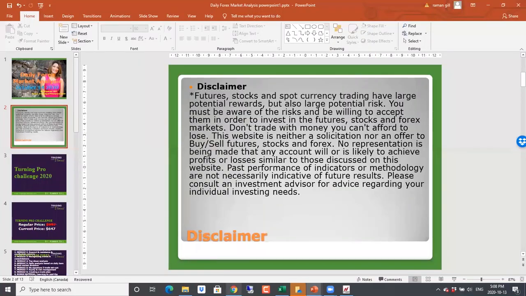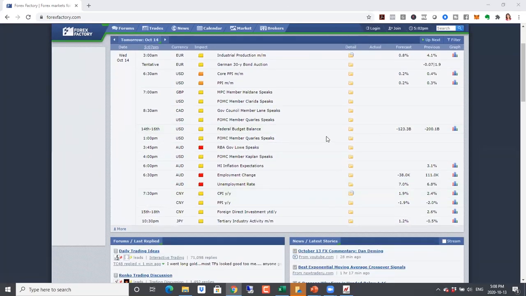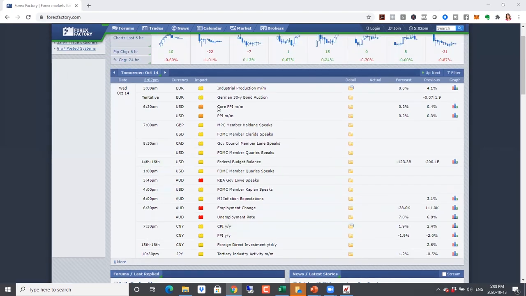As usual, we'll start off by taking a look at our calendar here. All right, so in terms of the data coming up on a Wednesday, we do have the PPI numbers coming up for the US. We have some FOMC members speaking. We also have Reserve Bank of Australia Governor Lowe speaking.